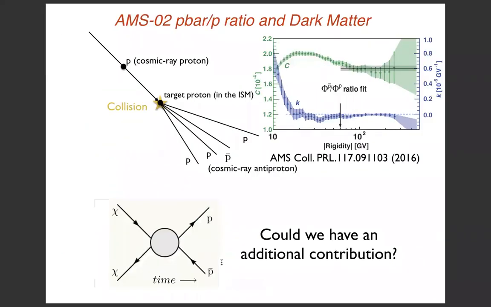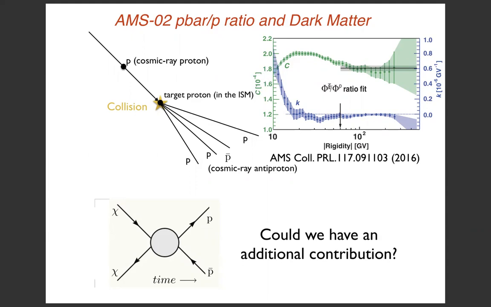I'm going to start with the measurement made by the Alpha Magnetic Spectrometer, or AMS, on the antiproton to proton ratio, which is the published result here. Focus only on the green data points. The x-axis is the rigidity, meaning the momentum over charge of these cosmic rays. And the y-axis, the green y-axis, is the actual flux ratio. You can see that the flux ratio is of the order of 10 to the minus 4.